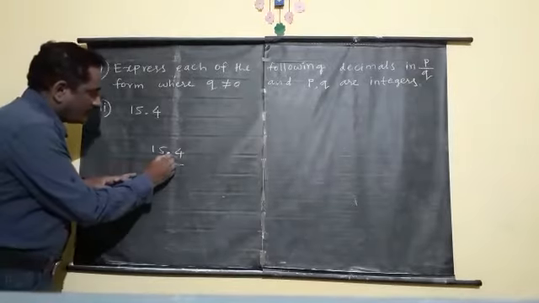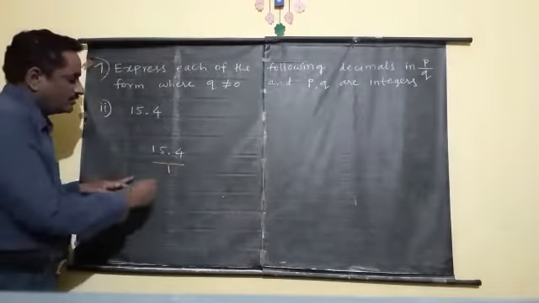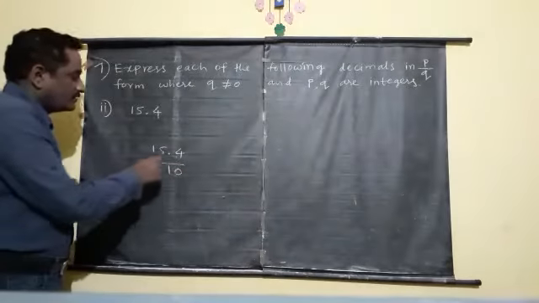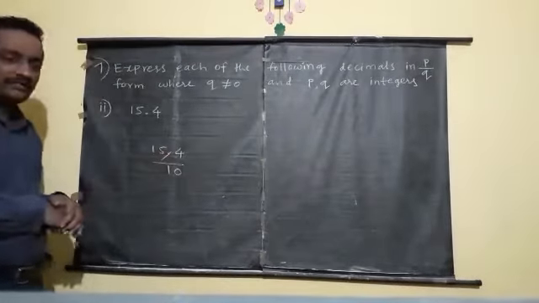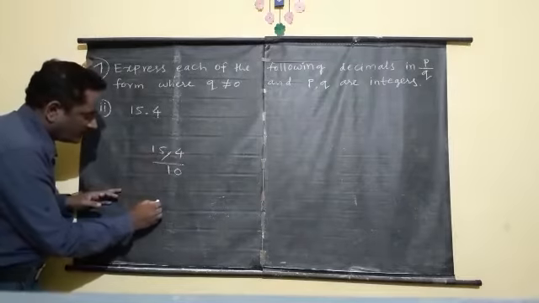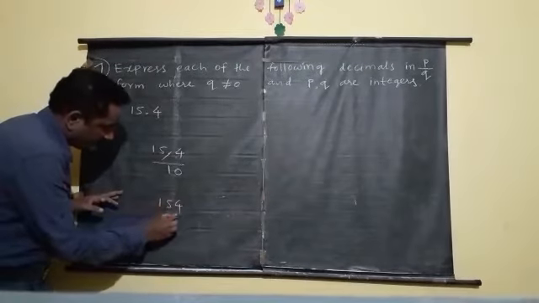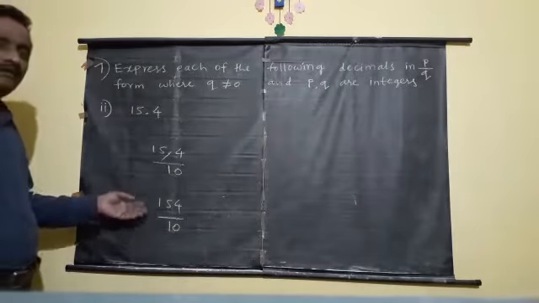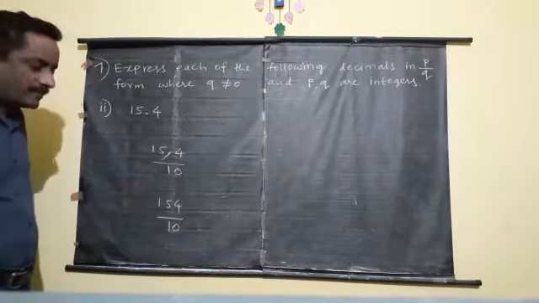15.4 divided by 1. After the point, one digit is there, so we have to keep 1 and 0, then cancel the point. The point has been cancelled. Now this is 154 by 10. If cutting is possible, we have to do cutting. We have to convert into simplest form.